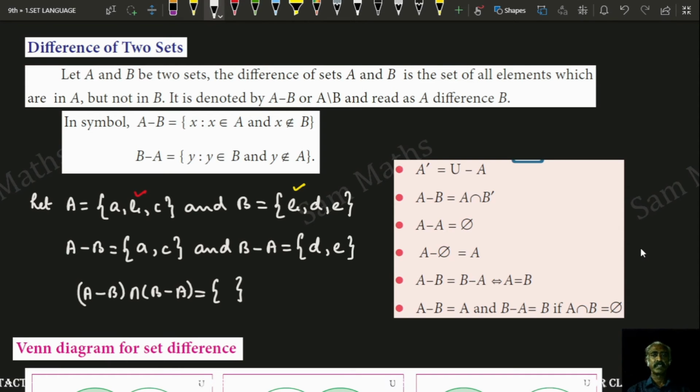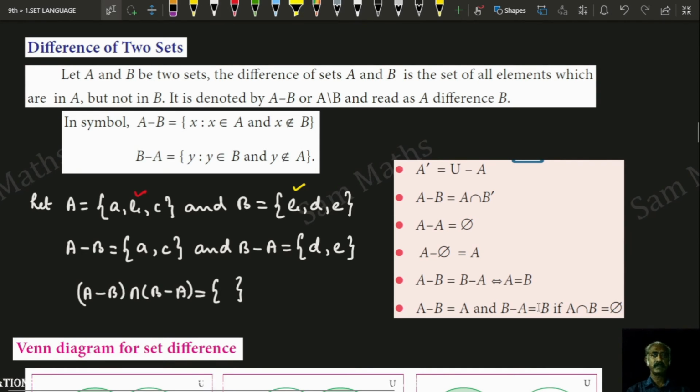Okay, children? Then the last one, A minus B is equal to A and B minus A is equal to B if A intersection B is equal to null set. Okay, children? If there is no common element for A and B, then A minus B will be equal to A and B minus A will be equal to B.